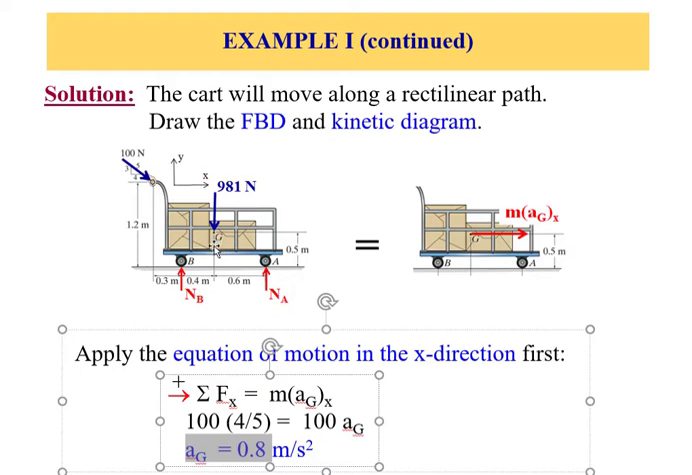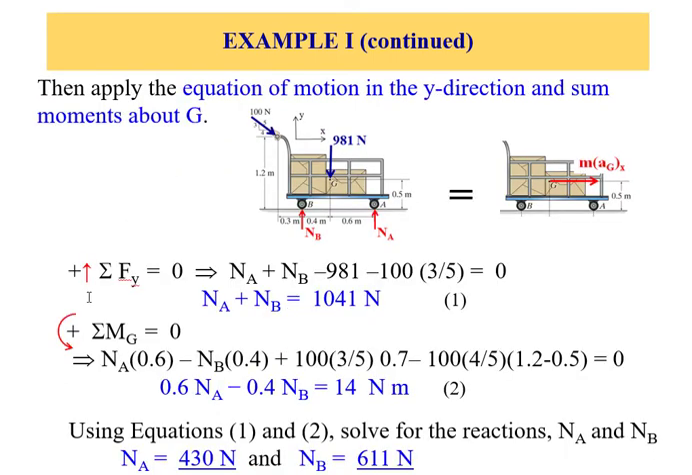The other equation needed is summation of forces in Y. That's going to give us NB plus NA minus 981 minus 100 multiplied by 3/5. This is the component in the negative Y. That's equal to 0, right? Because there's no acceleration in G. So two equations with two unknowns. So let's describe that in more detail.